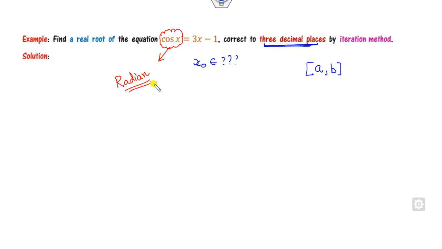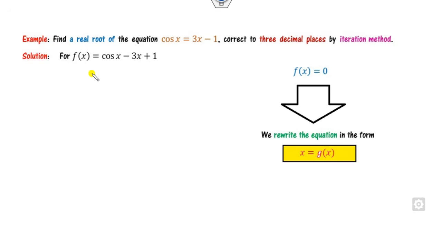Look at this another one. Again, in this case they are talking about 3 decimal places, but the initial point is not given to you. Fine. So it means again you need to find the interval (a, b), but make sure this is my cos x. You have to set your angle in terms of radians. Fine. Now what is f of 0? So cos 0 is 1. This is a 0, so 1 plus 1 is 2, which is greater than 0.